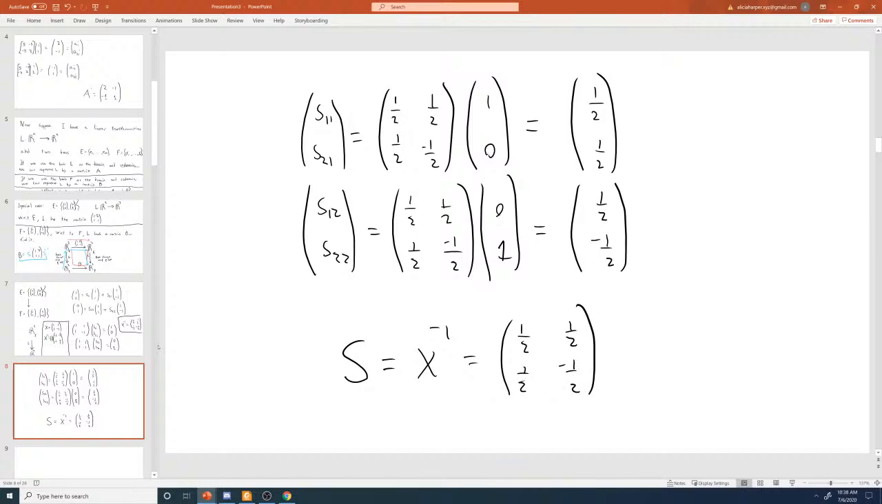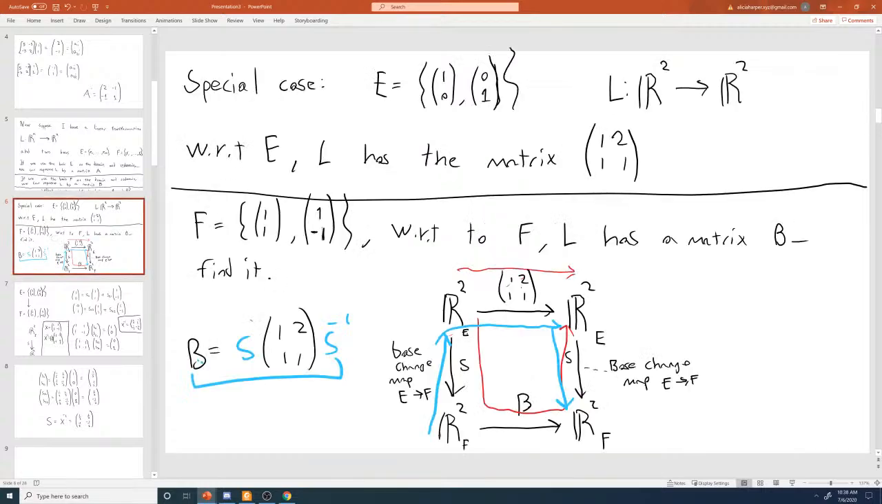Now that I've found S, I can go back and I can look at my original problem. I was trying to re-express this linear transformation with this matrix with respect to the standard basis in terms of the basis F. And now I know how to switch from the basis E to the basis F. That switching happens via the matrix S. So I can use this knowledge to figure out what B has to be.